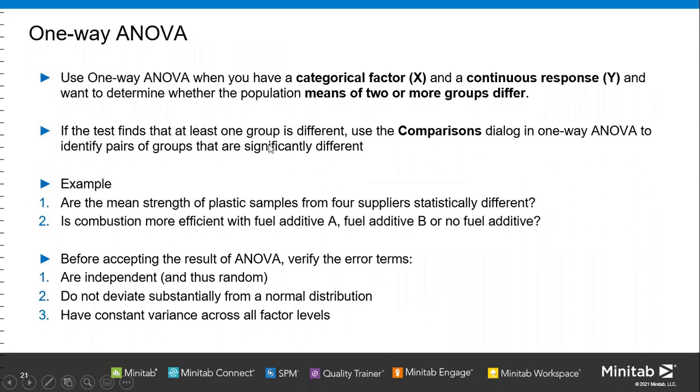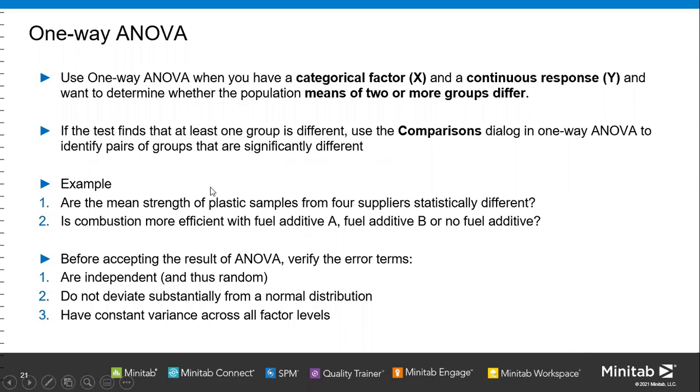We use one-way ANOVA when you have a categorical factor, your X, and then your continuous response, your Y. We want to determine whether the population means of two or more groups differ. The first thing we need to see in the one-way is whether there are differences. If there are differences, we continue the analysis with what we call comparison. Comparison between catalyst 1 and 2, maybe catalyst 1 and 3, catalyst 1 and 4. So we can go further with a comparison method.